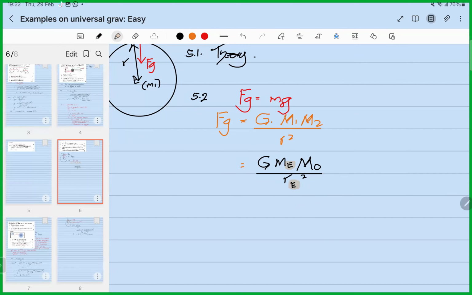In other words, you can replace the e with just p, where p represents the mass of a planet and rp would be the radius of that planet. Now, those two formulae are the same. This Fg formula here and this Fg formula there is the same. So equation 1 here is equal to equation 2 here.